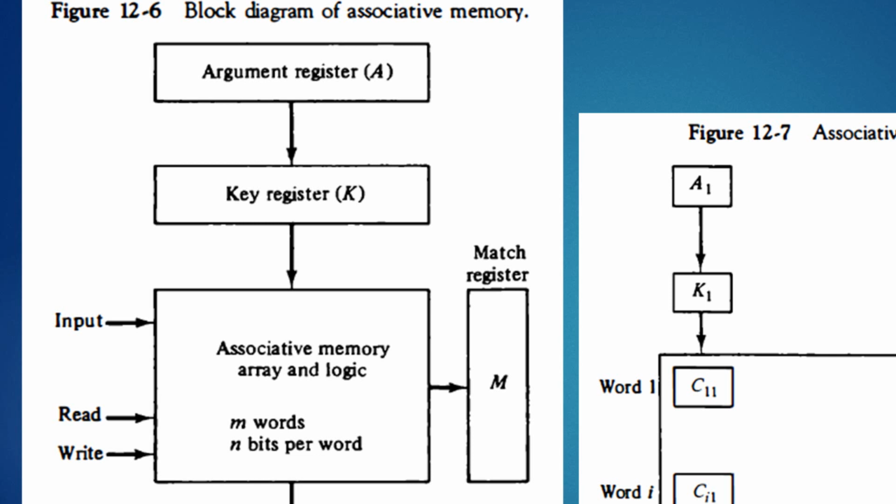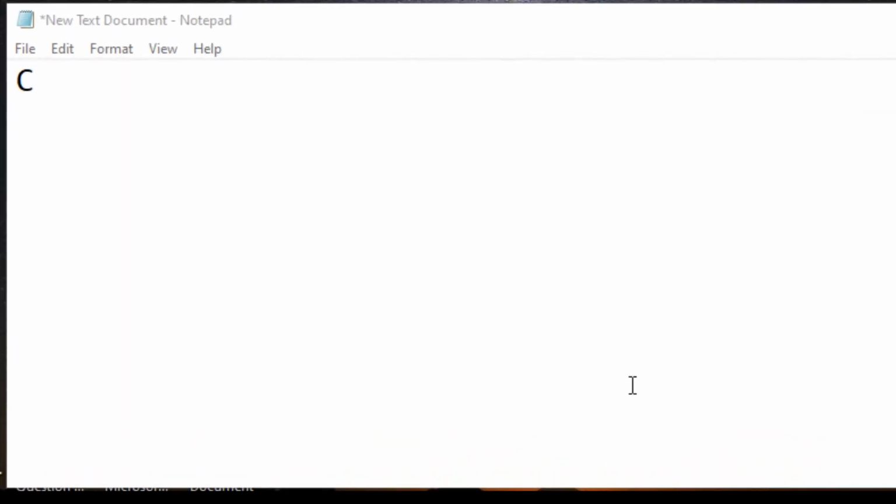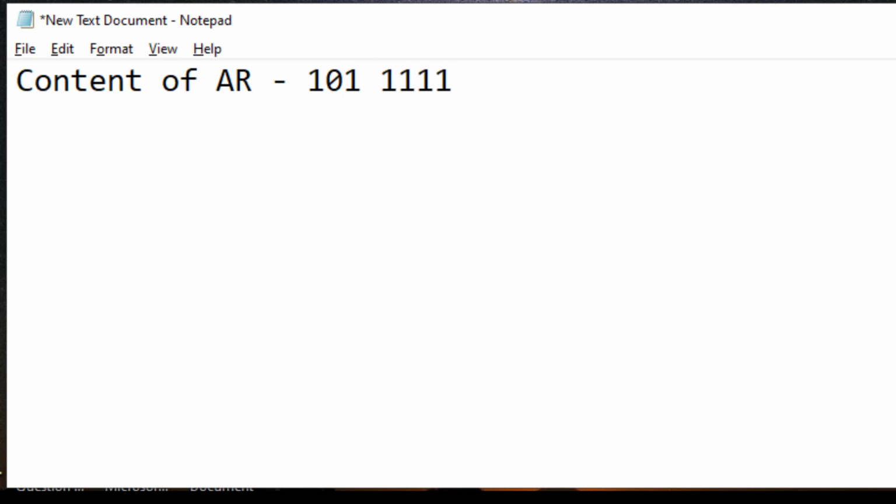The key register is a kind of filter. For example, I don't want to search the full data that is mentioned in the argument register, but I want to search the part of a particular data that is in the argument register. For example, let us consider the content of AR is 101, 4 times 100. Now I don't want to search the complete content of argument register. I want to search only the starting 3 digits in the associative memory.